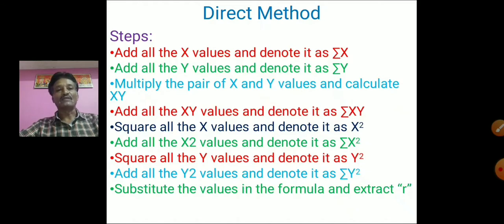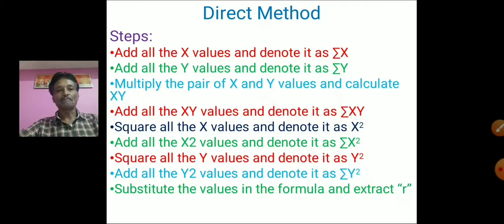If 10 values are given, then n equals 10. So all these 6 values you have to estimate. After estimating all these 6 values, now we have to substitute the values in the formula and extract the R value, or that is the Karl Pearson coefficient of correlation value.